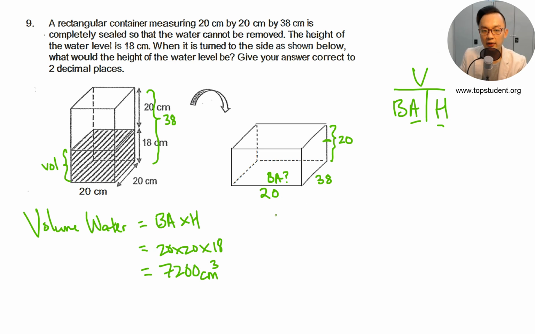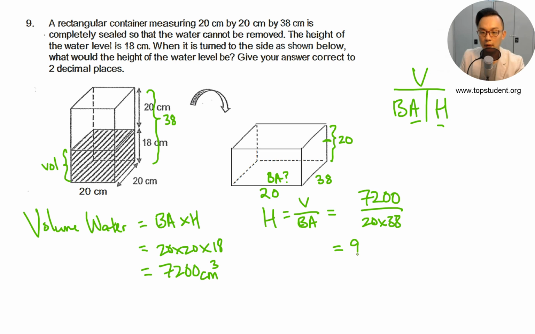So height equals volume divided by base area. I have my volume, which is 7,200, divided by the base area, which is 20 times 38, equals 9.47 centimeters. They wanted 2 decimal places, so that's 2 decimal places.